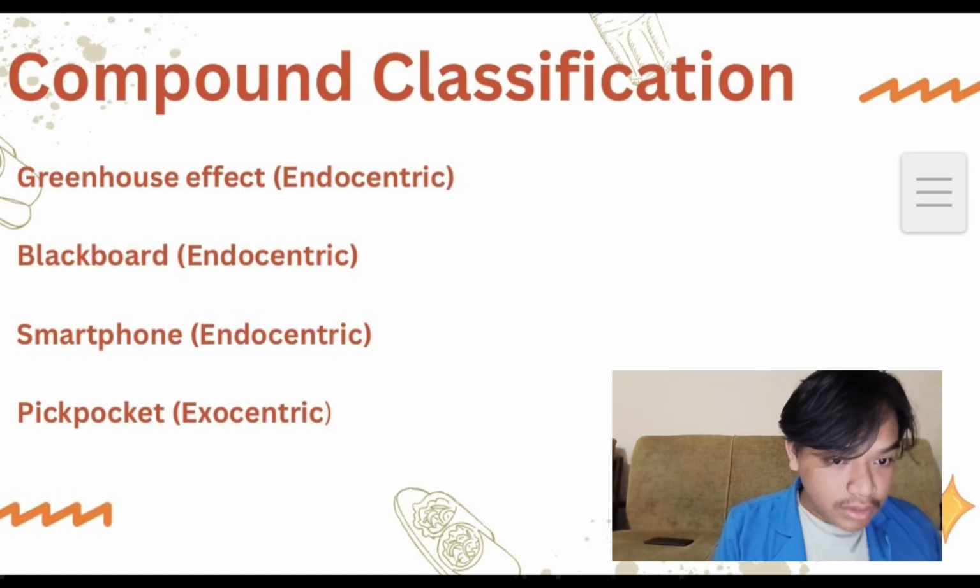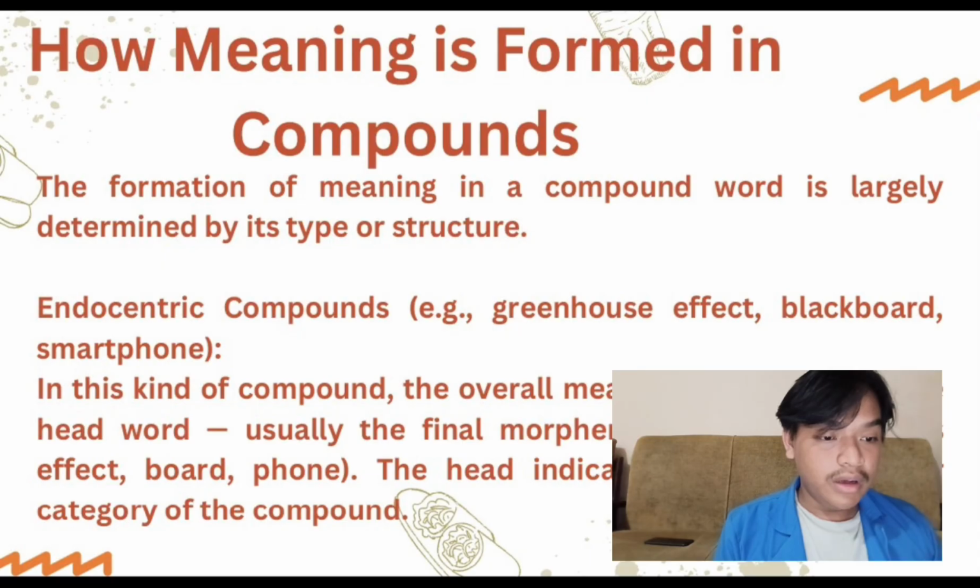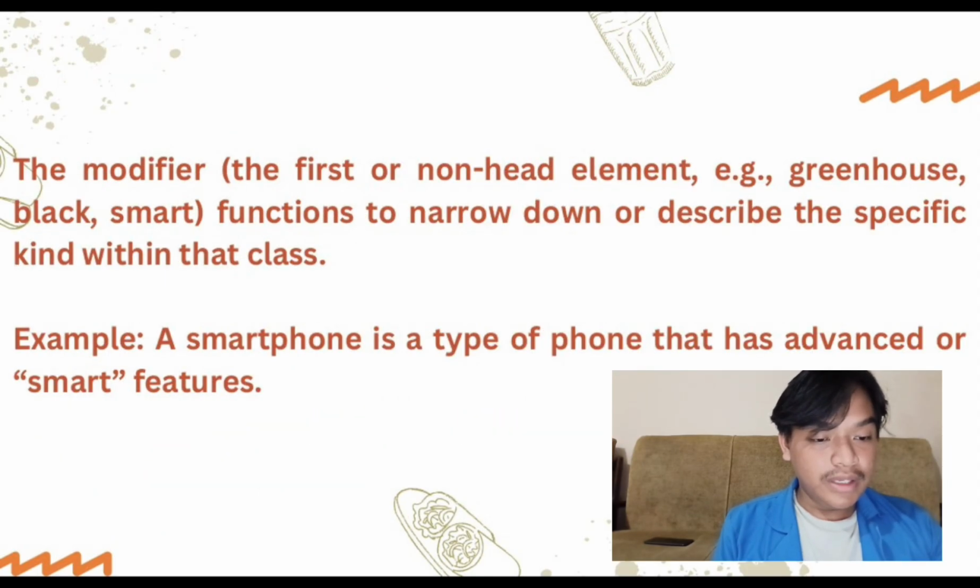Okay, the next slide. In English, the meaning of compounds is usually determined by their structure. For endocentric compounds, the head, usually the second word, gives the main meaning, while the first word acts as a modifier that specifies the type. Example: a smartphone is a type of phone that is smart.